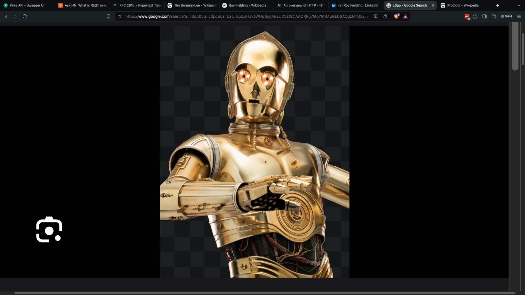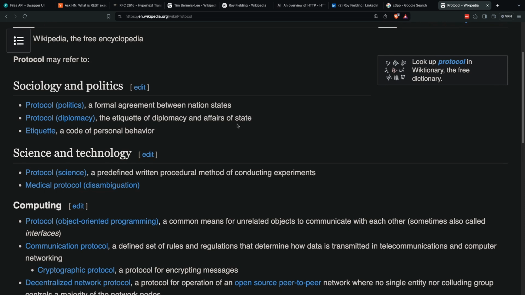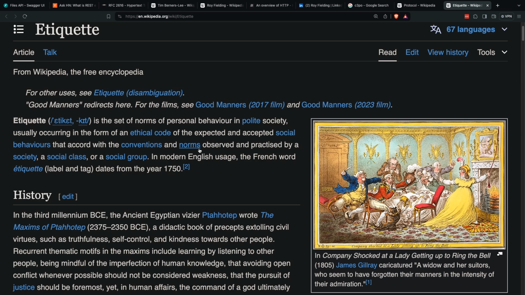You know the droid C-3PO from Star Wars? They call him a protocol droid. And C-3PO is always talking about how he knows millions of regional dialects from different species across the galaxy, and he can talk to them. So protocol acts as a language. And on Wikipedia, another definition of protocol is a formal agreement between nation states, or the etiquette of diplomacy and affairs of state. What is etiquette?